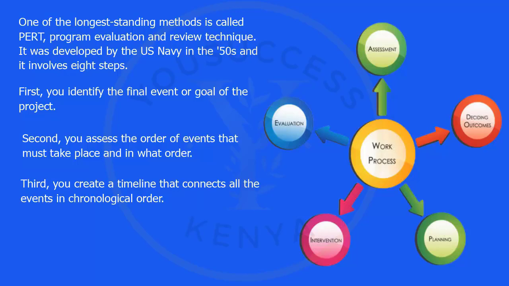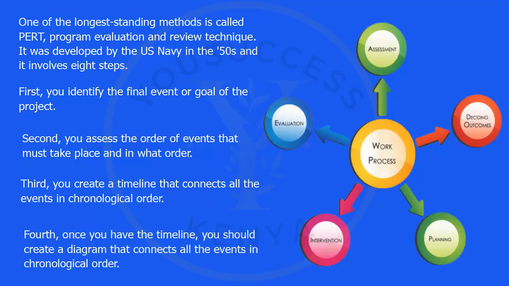Third, you assess the order of events. Your group should list all of the events that must take place and in what order they must take place. You should note which events are dependent on others and hence must come first, as well as items that can happen at the same time. Fourth, once you have the timeline, you should create a diagram that connects all the events in chronological order. I have seen these cover entire huge walls, but they can also be created digitally.